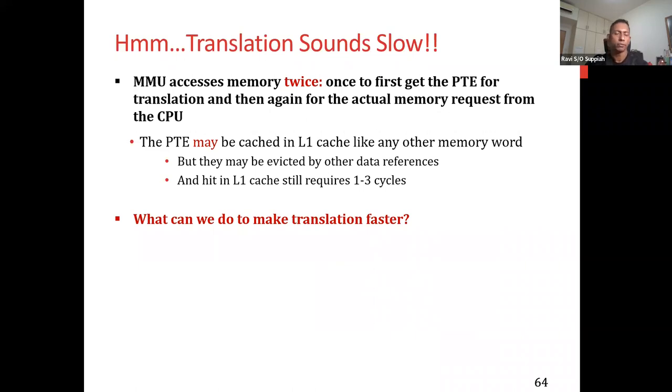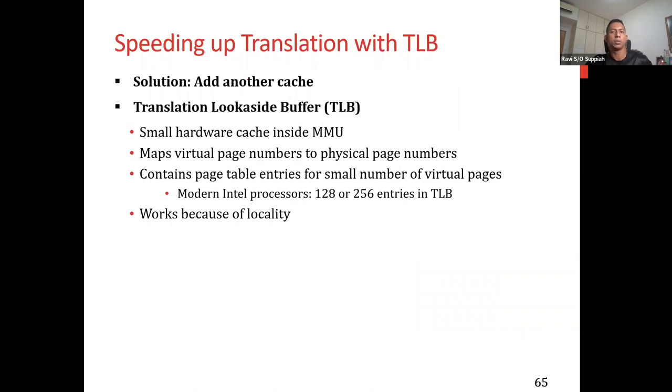All right, and if I have a page fault, then it adds some more layers. If I need to load from the hard disk and then restart the instruction and things like that. Okay, so this is of course another issue to deal with. Okay, how can I make this better? So the whole idea of making it better now is to add another layer of cache, okay, within the MMU.